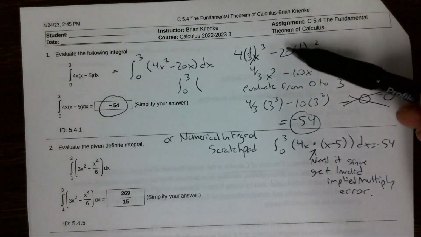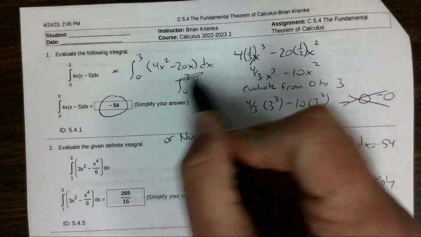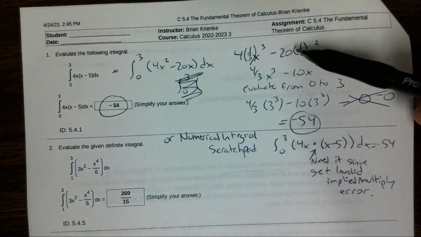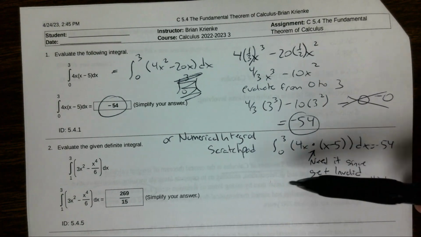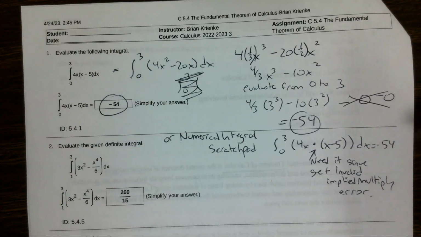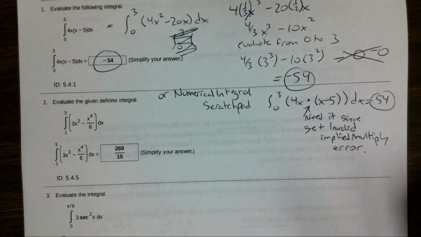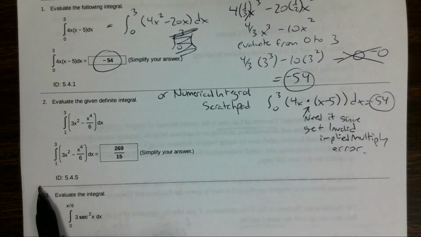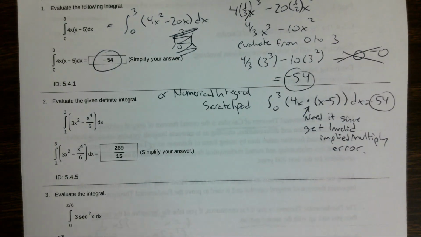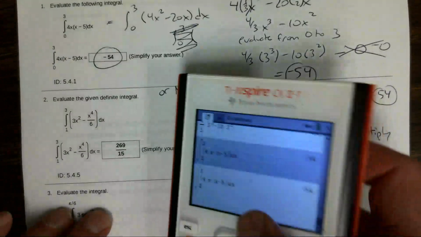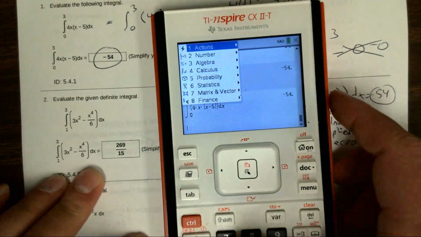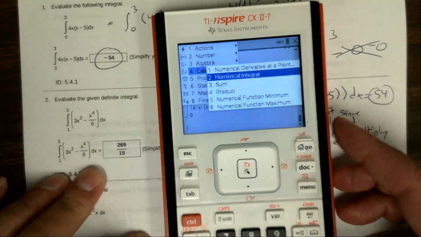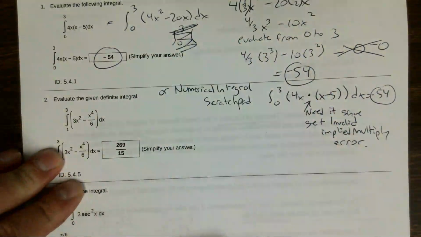Okay, so again, I showed you by hand. I guess I didn't really use this part. I did the integral by hand and got my answer, and then I just used the calculator, got the same answer. So now we're going to do one going from 1 to 3. So we do menu 4, 2. So that's menu 4, 2.